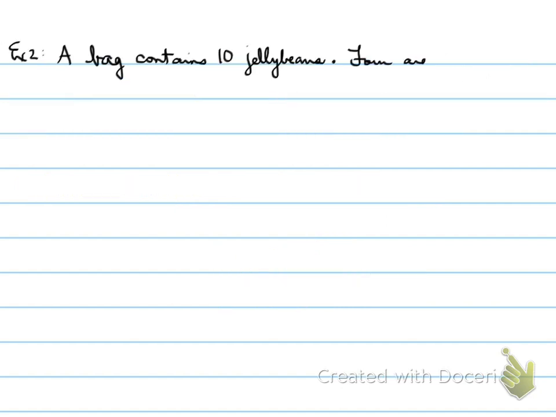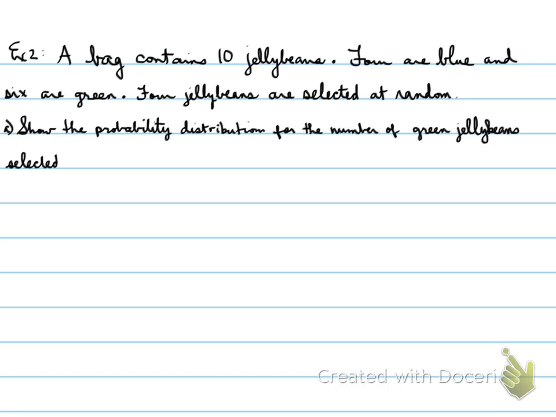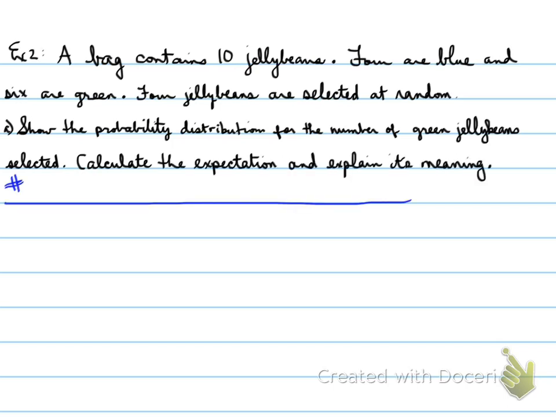A bag contains 10 jelly beans. 4 are blue and 6 are green. 4 jelly beans are selected at random. Show the probability distribution for the number of green jelly beans selected. Calculate the expectation and explain its meaning. So, we're going to do a probability distribution table. That is, we need to know how many green jelly beans there are.